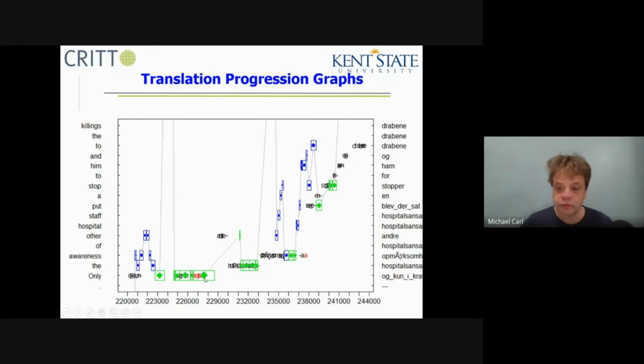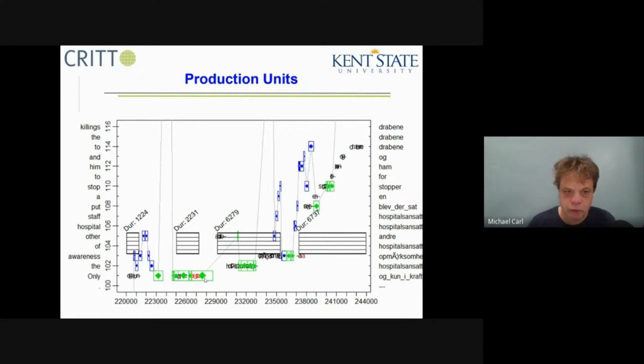This is lots of information. And one question is, how can we get a grip on this? How can we conceptualize this? One idea would be to produce what we call production units. So, as you can see in this graph here too, the translation emerges in terms of typing bursts. So there is some typing happening, typing and reading.